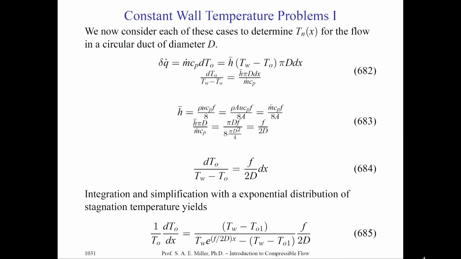Through integration simplification, and assuming an exponential distribution of the stagnation temperature, we'll find equation 685, which of course is much simpler. And you can see this exponential distribution through the factors e to the 2f, f 2dx. This equation can easily be solved through integration of both sides with respect to x and knowing the conditions at the start and exit of our pipe flow in distance L.